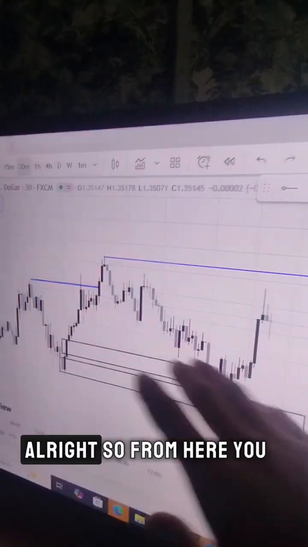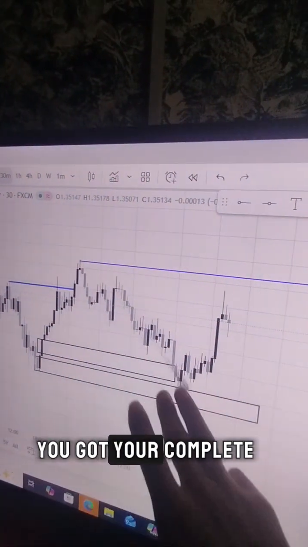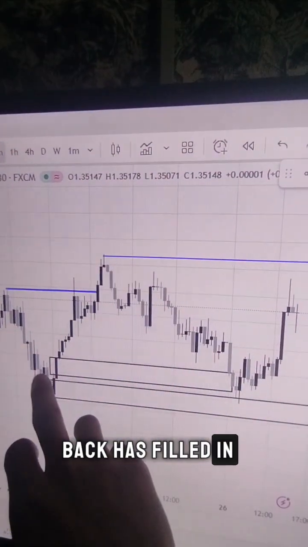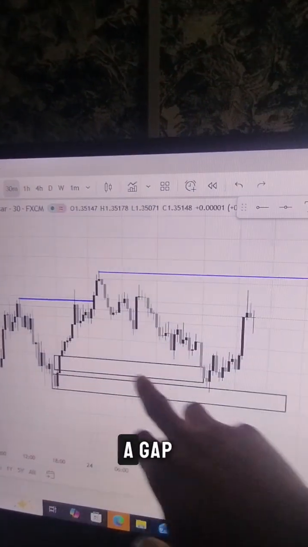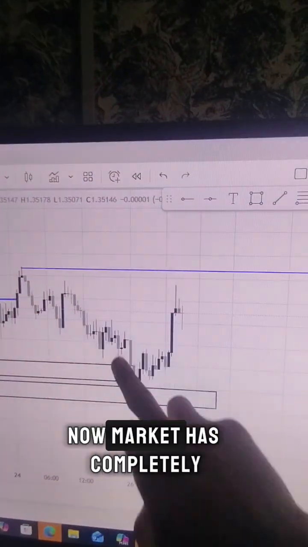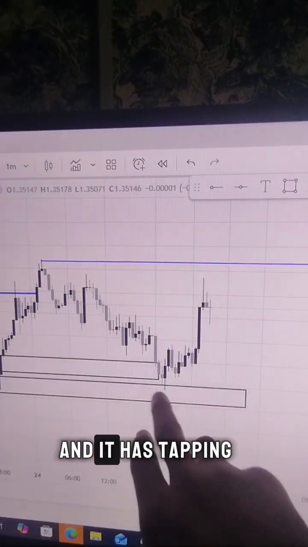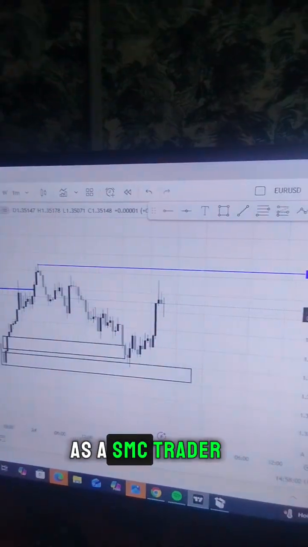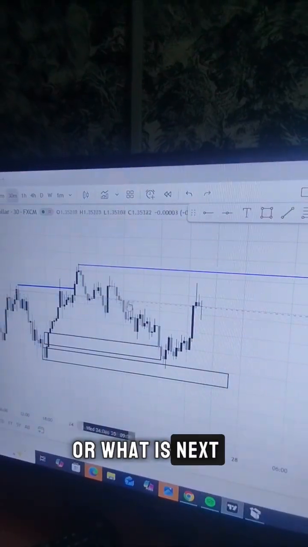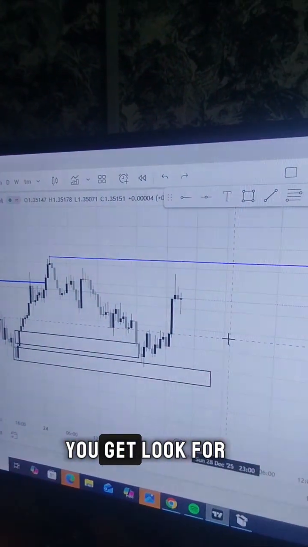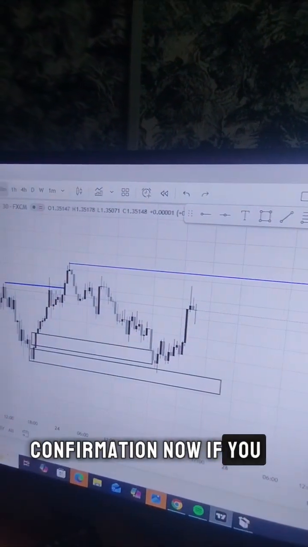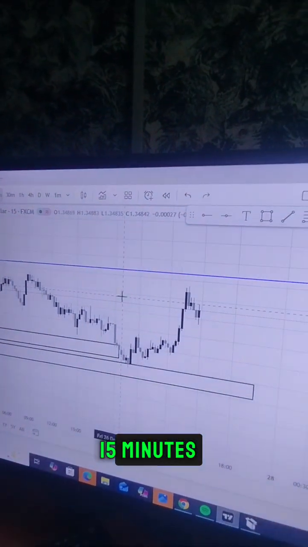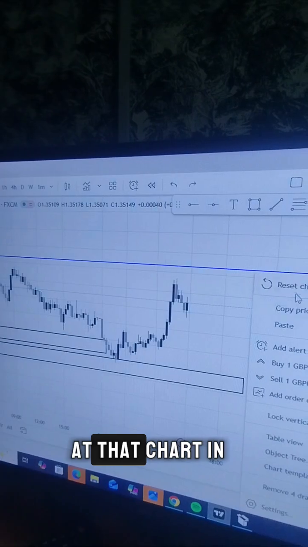So from here you got your complete pullback to the order block, and this pullback has filled in this gap. Remember I said once the market breaks structure and creates a gap, it will come back to fill in the gap. Now the market has completely filled in this gap, and it has tapped into this order block. As an SMC trader, the next thing to do is look for your reversal and seek confirmation.